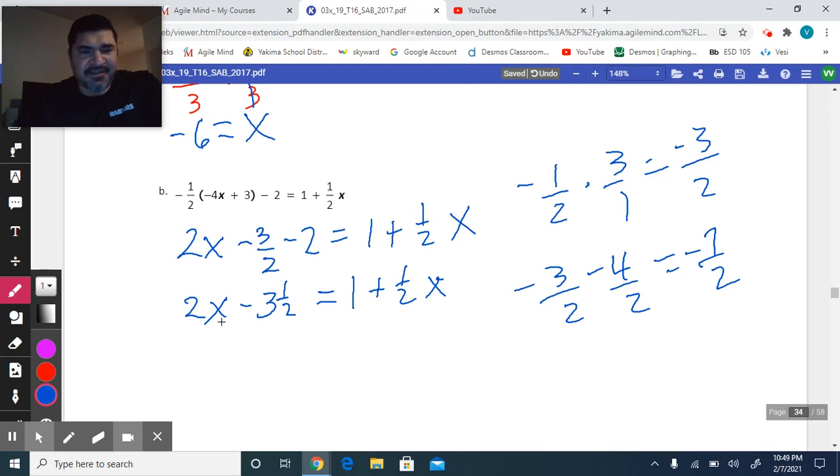Okay, so I'm looking at the coefficients that go with my variable. Okay, so I have 2x and I have 1/2 x. Well, this 1/2 x is smaller, so I'm going to go ahead and eliminate 1/2 x from this side. And the way I do that is with a minus 1/2 x. What I do to one side, I do to the other.